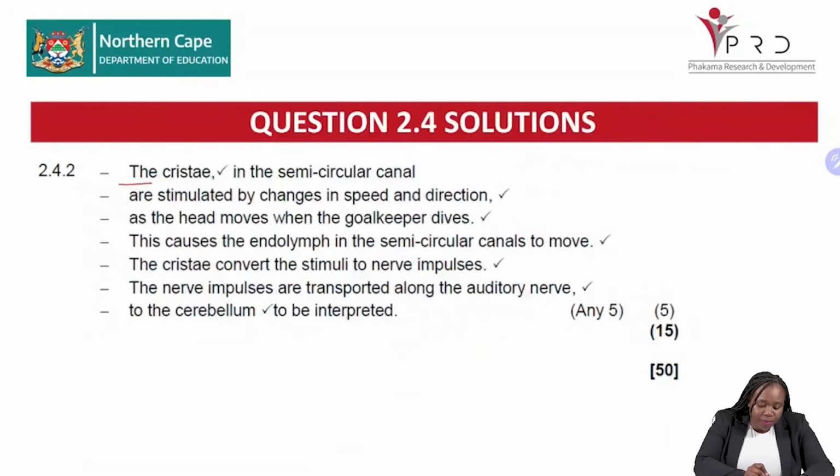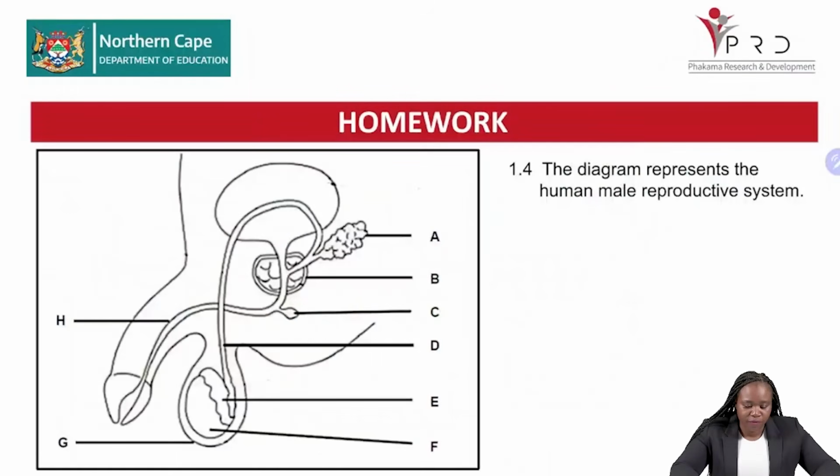So the cristae, the receptors that are in the semicircular canals, are stimulated by change in speed and direction. So as the goalkeeper dived as well, the speed also changes, the direction also changes as the head moves when the goalkeeper dives. Okay, so here we have your homework.